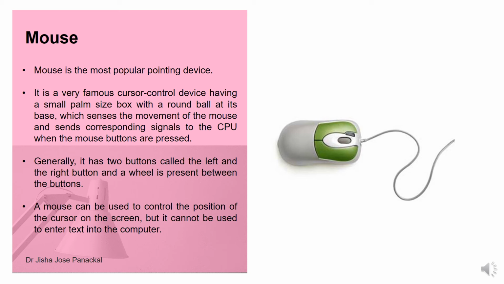A mouse can be used to control the position of the cursor on the screen, but it cannot be used to enter text into the computer. So this is a pointing device which can be used to point out the position in the screen. So we have two functions using the left button and right button, and we may have the scroll button between this to scroll down and scroll up. It is done with the help of a wheel. So this is about mouse.